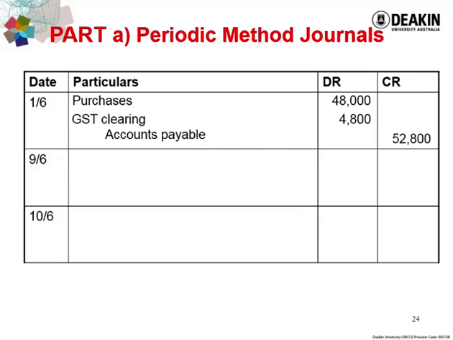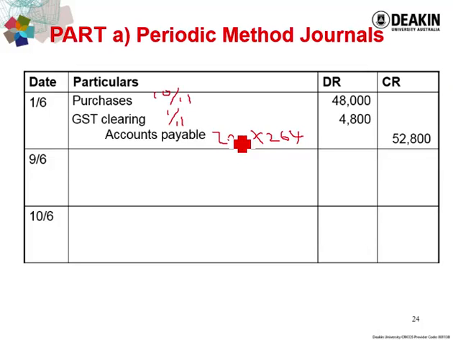52.8K, and how do you get this? So you take 200 multiplied by 264. This is the GST inclusive amount. Then you debit purchase 48K, which is 10 over 11 net of GST, and you debit GST clearing 1 over 11, 4.8K. You debit GST clearing because you have GST recoverable for purchase of goods.